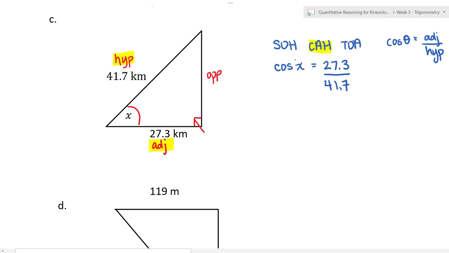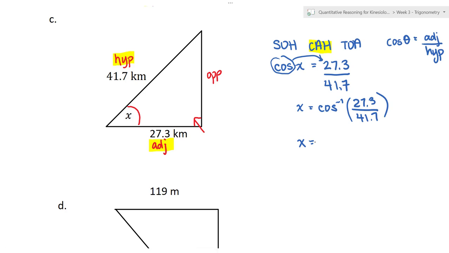Now I'm trying to solve for x, so I need to move my cos to the opposite side of the equal sign, which means I'm going to use that cos inverse button of 27.3 over 41.7. So I'm going to type this on my calculator. Cos inverse 27.3 over 41.7, and I get 49.104. 49.10. My 0 doesn't round up because it's followed by a 4.